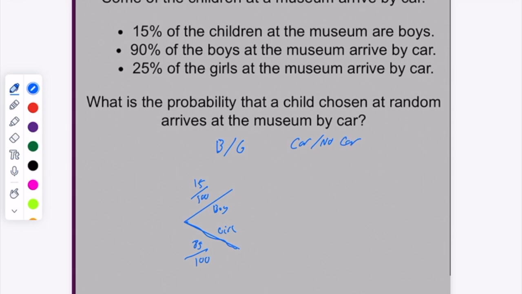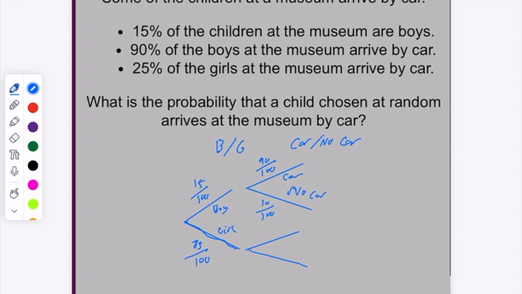If we come on to whether they're taking a car or no car, we know in the question that 90% of the boys at the museum are arriving by car, which is equal to 90 over 100. If we know that 90% of the boys at the museum are coming by car, we know that the resultant that are not coming by car will be 10 over 100 or 10%.